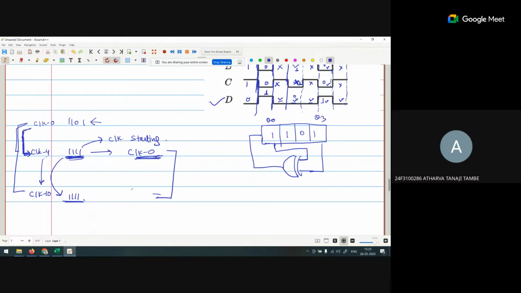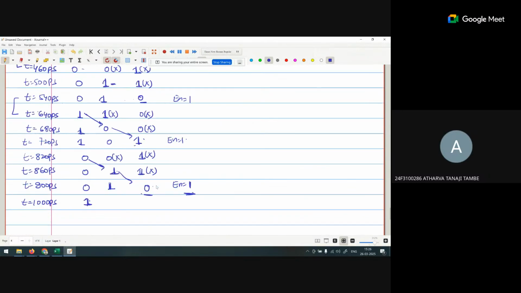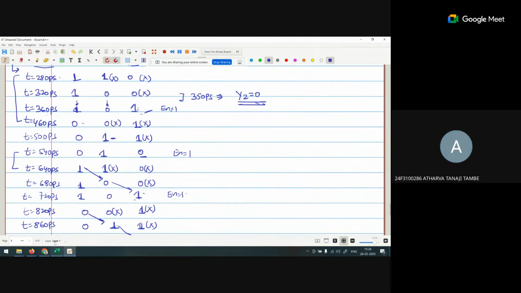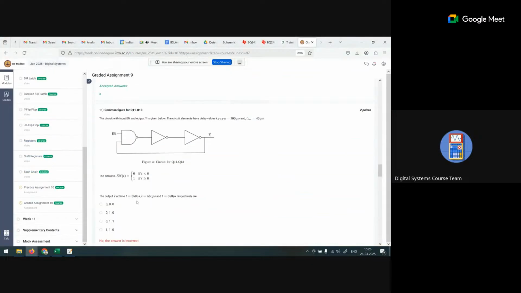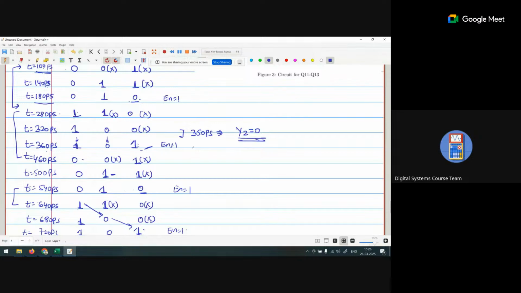So in that question number 11 that you explained, the final value is the answer 000. Where? The previous question that you explained from week 9. So now what you have to identify is what is y at 350 picosecond. Y2 in between 350 picosecond is 0.